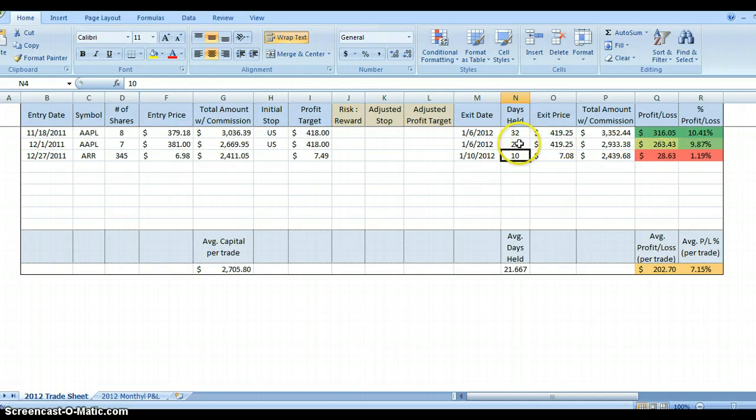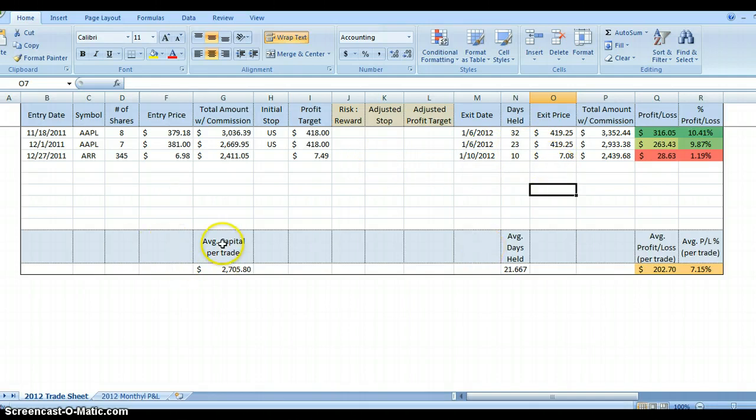maybe we're better at longer term trades, or mid-term trades I should say, holding for a month or more or something like that. So these are things that you'll have to figure out on your own. But again, that's the point of this trade sheet, is to see those things, see what you're doing right, what you're doing wrong, where you can improve.